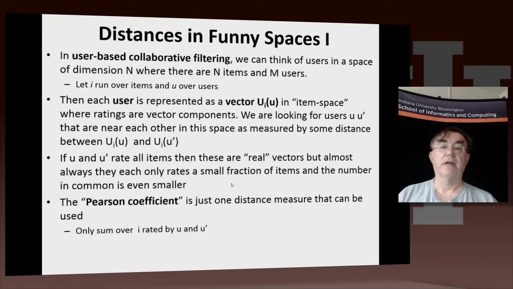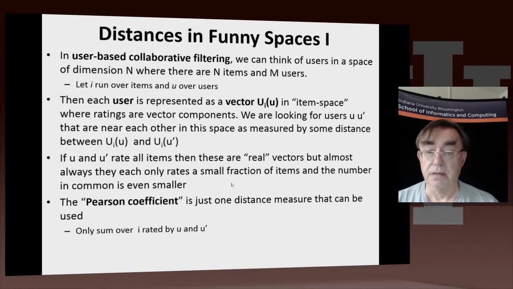So one way of thinking of this problem is in a space which has dimension n. So remember, this is a space which has coordinates. We have one coordinate for every item, and the number of points in the space is equal to the number of users. And then every user is represented by a vector in the space, where that vector has a component for every item.